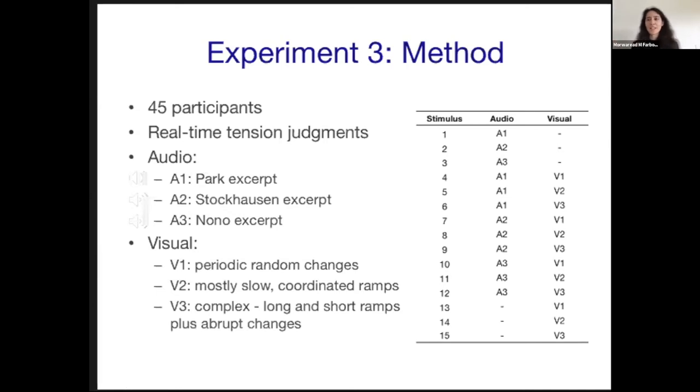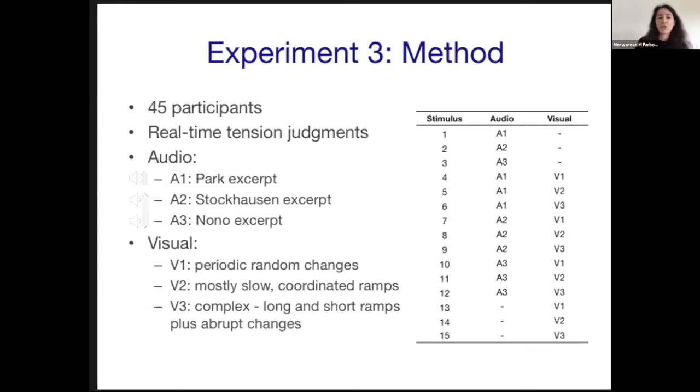Okay, so you get the idea. Obviously, there's a reason why I chose these excerpts. So in terms of the visual animations, there were contrasting types of changes. Quickly, V1 consisted of periodic random changes. V2 consisted of slow increases and decreases coordinated between the visual features. And the third one, V3, was the most complex, consisting of lots of long and short ramps as well as abrupt changes in features.